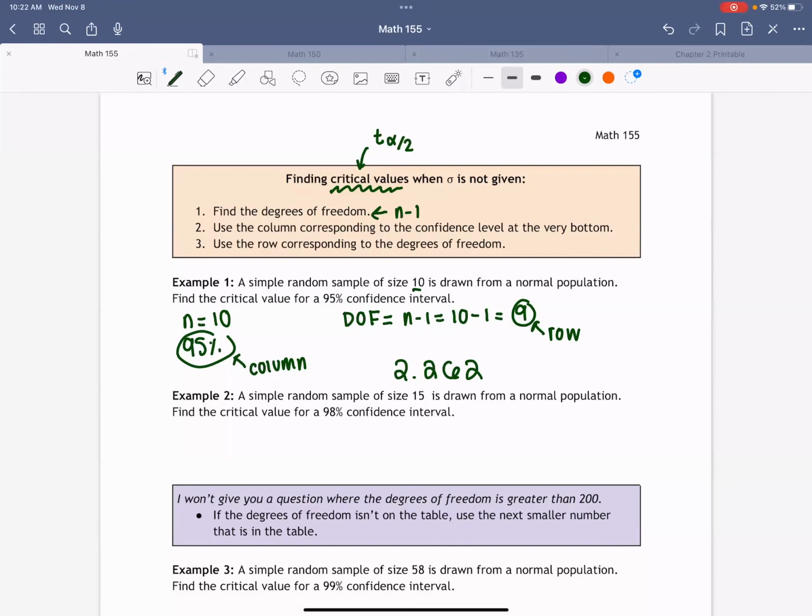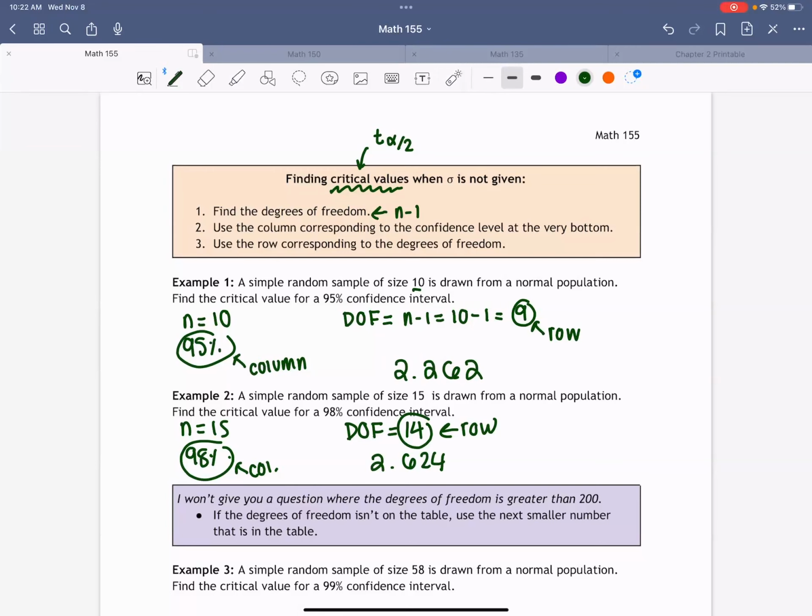All right, so here we have a sample of size 15. We want to do a 98% confidence interval. How many degrees of freedom do I have? 14, good. So that's the row we're going to use, right? The column corresponds with 98%. Do we all agree that the critical value is 2.624? Cool, right? So just looking at the chart, not too bad.